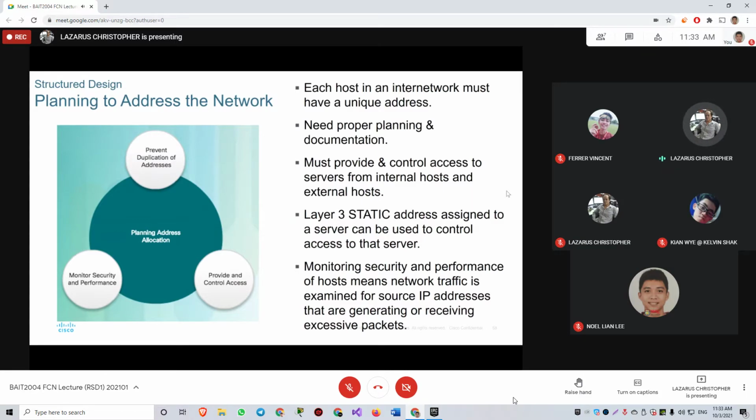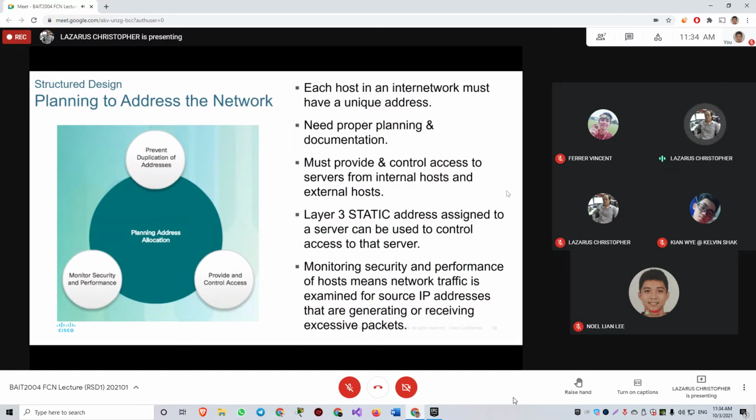Back to my original statement, it's easier for you to monitor and control, because you monitor and control based on IP address. If you haphazardly or randomly assign, it's very, very difficult for you to implement structure on it. Okay, layer 3 static address assigned to a server. Static address means you fix it. You don't use DHCP. You fix it, right?